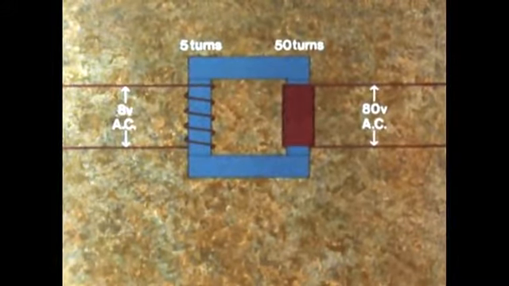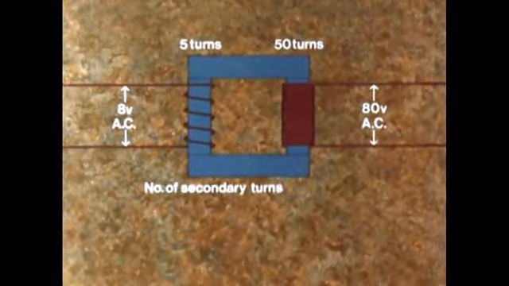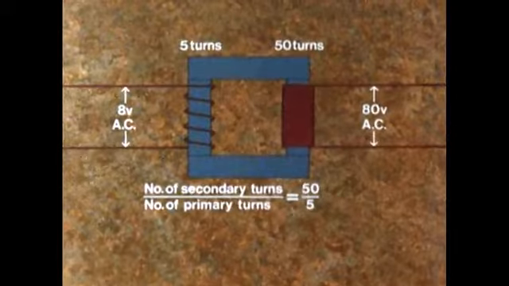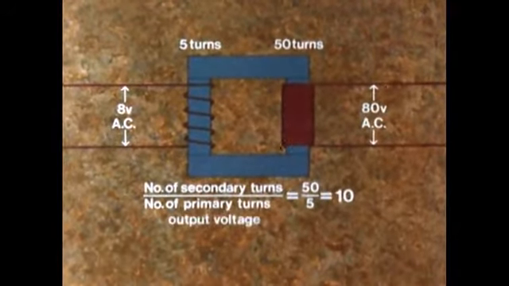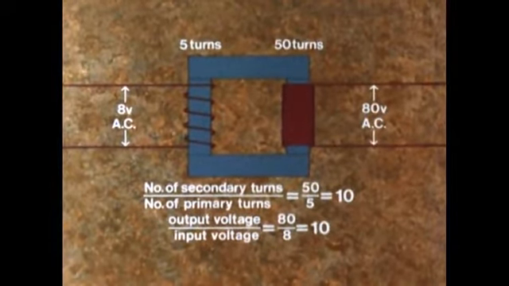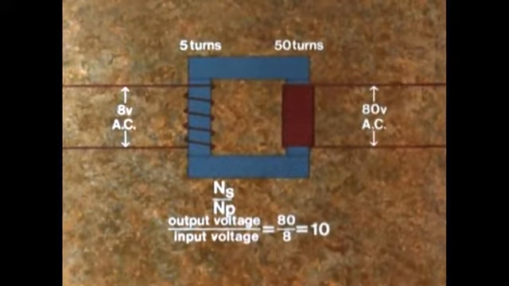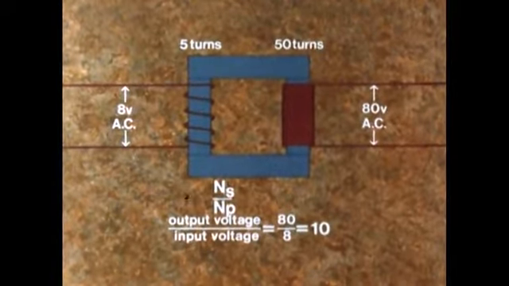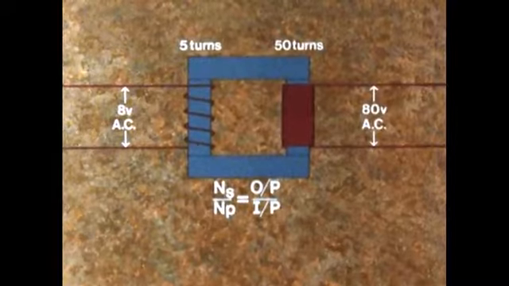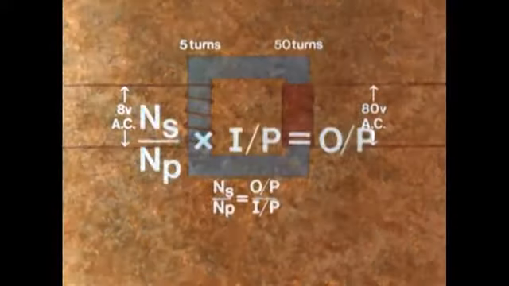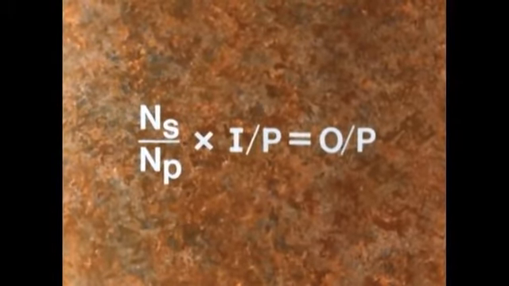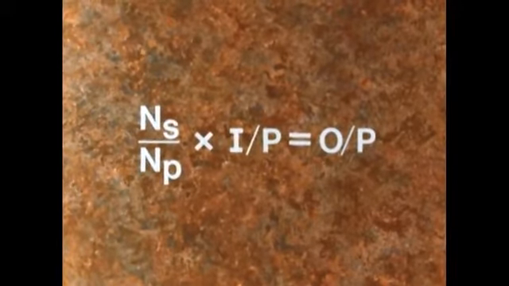Let's look at it more carefully. The number of secondary turns divided by the number of primary turns equals 50 over 5 equals 10. But the output voltage divided by the input voltage also equals 10. Using obvious abbreviations, this means that the number of secondary turns divided by the number of primary turns equals output voltage divided by the input voltage. And if we do a simple bit of juggling, we get this formula: secondary turns divided by primary turns times input voltage equals output voltage.